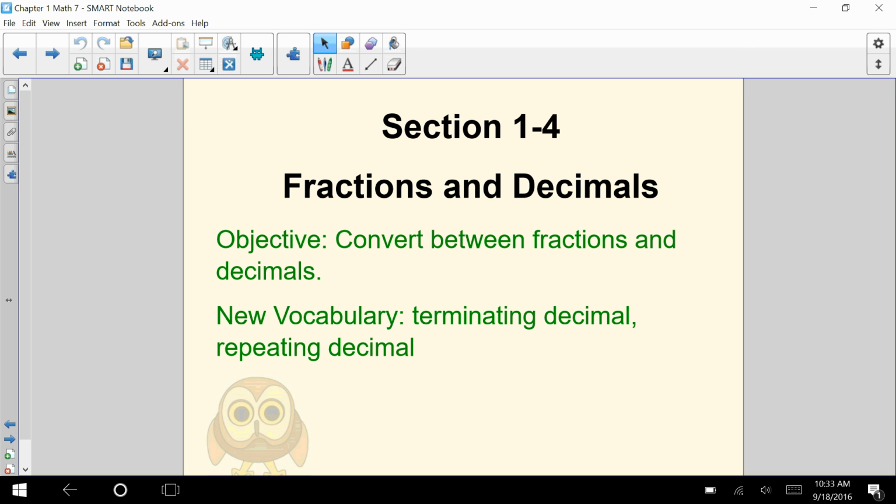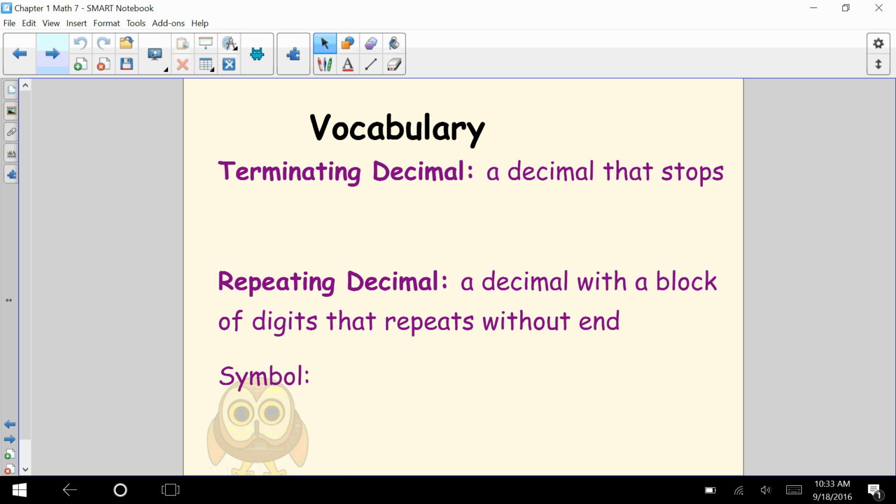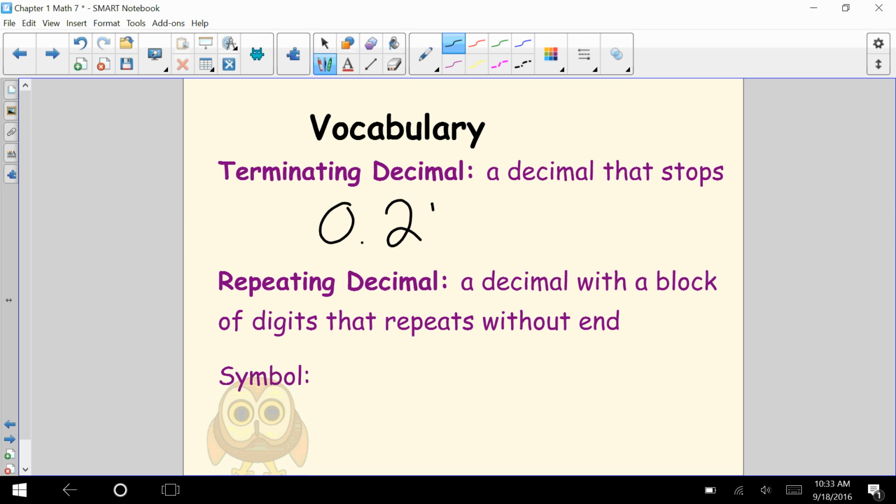Fractions and decimals. Our objective today is to convert between fractions and decimals. New vocabulary is terminating decimal and repeating decimal. A terminating decimal is a decimal that stops. For example, 0.21 stops. That is a terminating decimal.